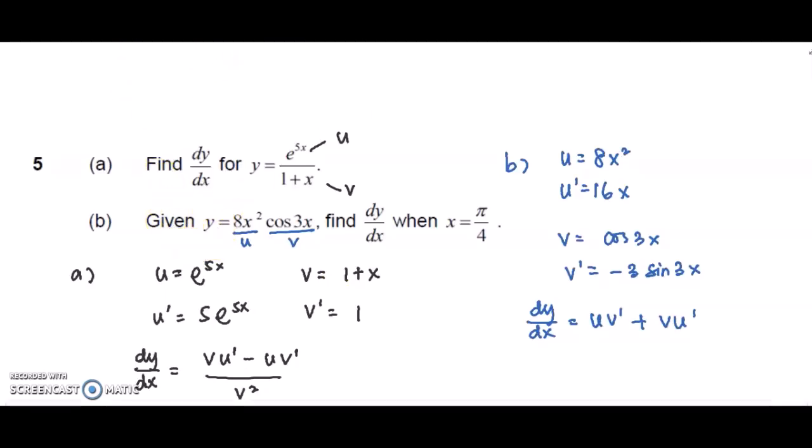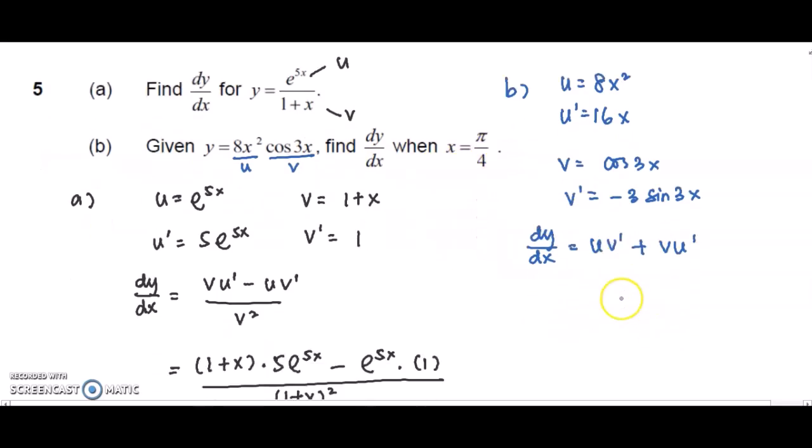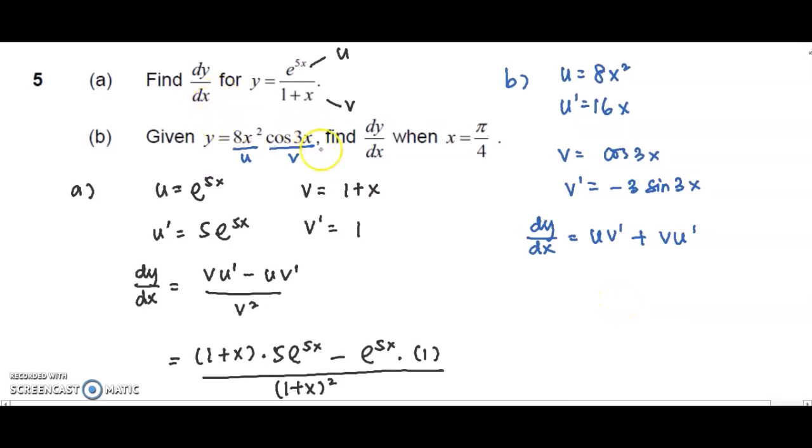For this question B, I will use the product rule to differentiate this function. I'll let u equals to 8x squared, and then u prime is 16x. Then set your v as a cos 3x. Get your v prime is your negative 3 sin 3x. Then now we'll get the dy/dx first by using the product rule. After we got the dy/dx, we will substitute the x as pi over 4 and get the final answer.